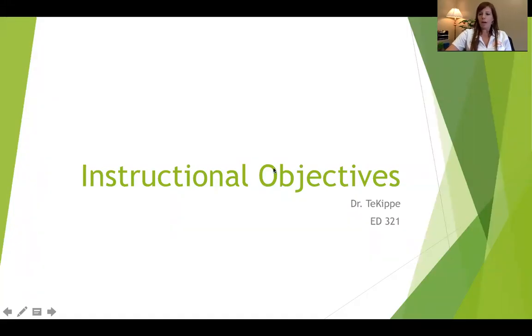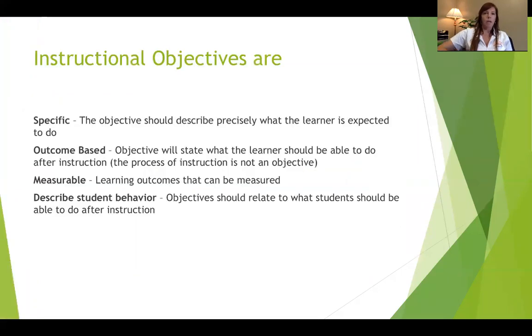We're going to talk about how to write instructional objectives. Here are four main components of what instructional objectives should be, and you can see the main elements highlighted in bold. So one, objectives should be specific.